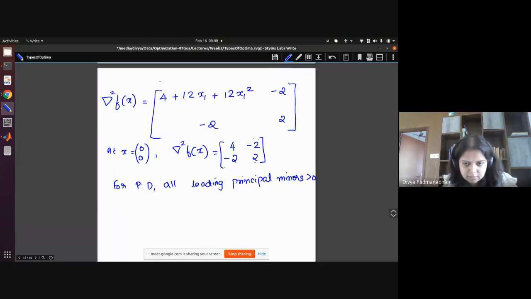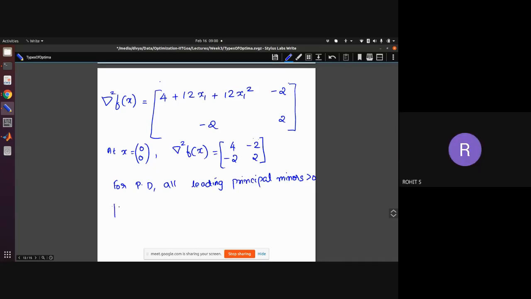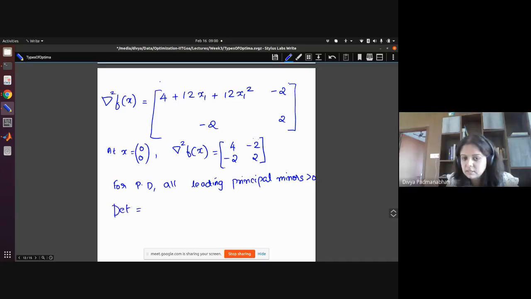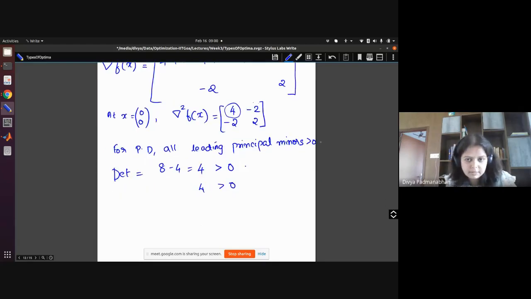So that's going to be what? What's the determinant here? Two. So determinant is 8 minus 4, that is 4. So this is greater than 0. And also the other entry is 4, the first entry, this one. So that is also greater than 0. So all the leading principal minors are greater than 0, so this matrix is positive definite.